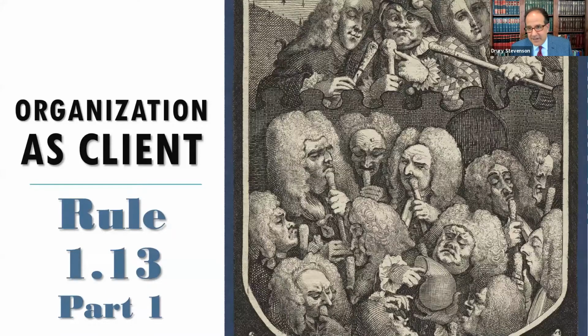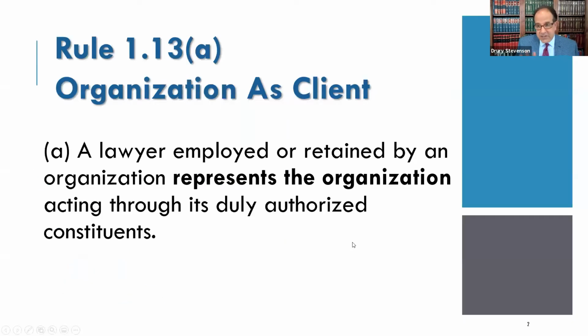Now, I want to warn you, this is one of the longest rules out of all of the ABA's Model Rules. So it's kind of in the top three along with 3.9 and 1.8. And so we're going to have three separate videos going through the different provisions in this rule. And in this one, we're going to be talking about just 1.13(a), organization as a client.